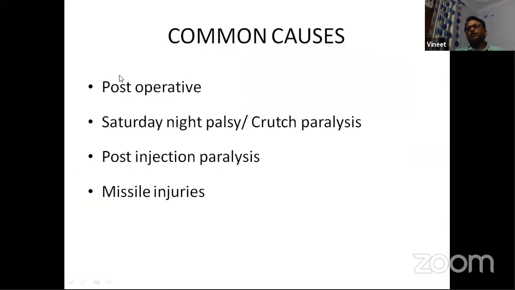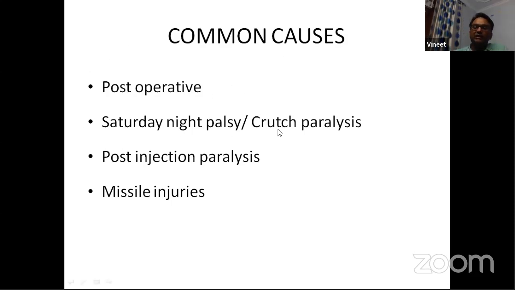Other common causes are post-operative. While approaching the humerus from the posterior aspect, and even from the anterolateral aspect, it is not that the nerve cannot be injured. One has to be careful, even when going from the anterior or anterolateral aspect, that it can be injured if we are not careful.